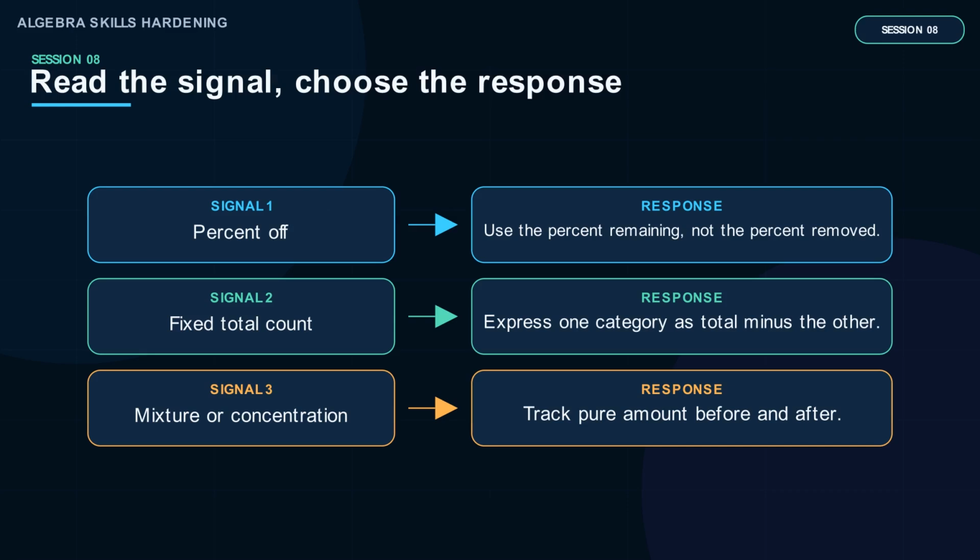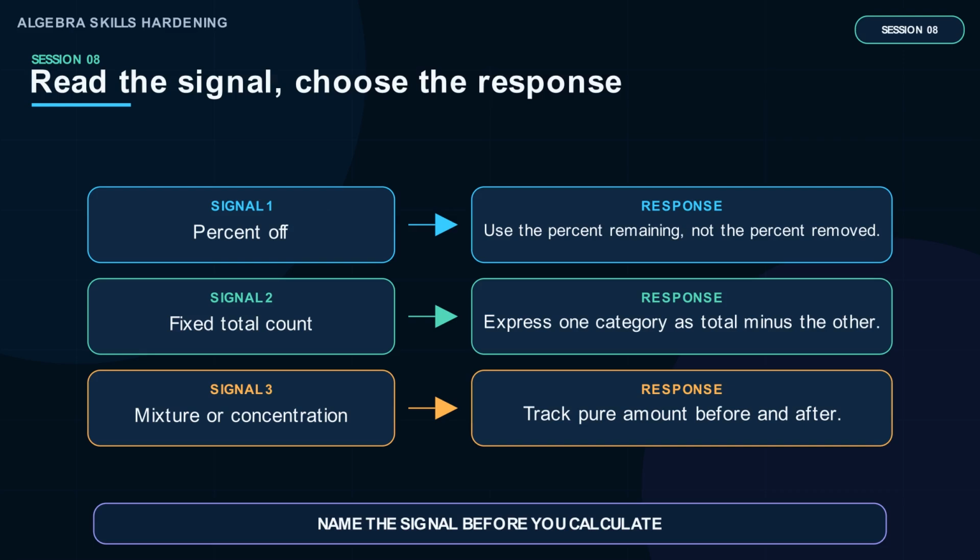Signal 3 is mixture or concentration. Remember, track pure amount before and after. This separates plausible from valid answers. If you cannot name the signal, slow down. Deliberate classification is faster than repairing rushed algebra.